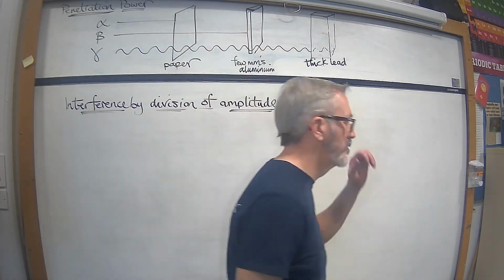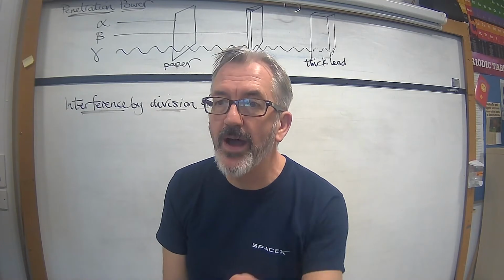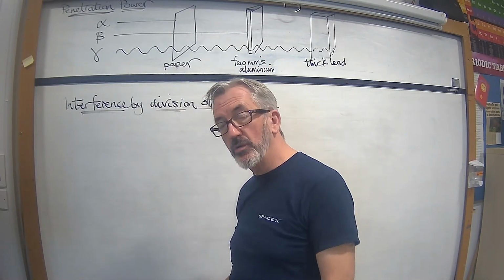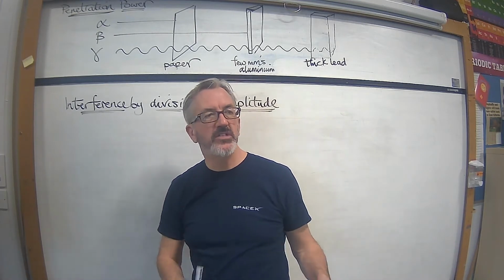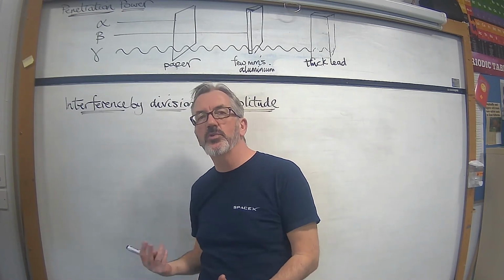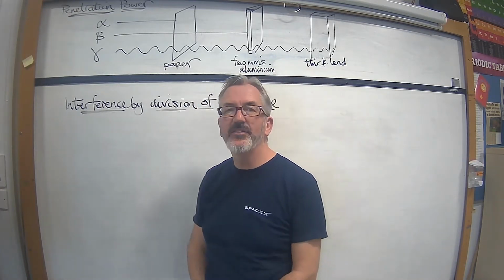Okay, troops. We're finally there. We've got interference by division of amplitude. If you see an oil spill on the ground, it's a random spectrum you see. If you see a soap bubble or the back of a CD, it's got a spectrum on it. That's an interference pattern that's produced by interference by division of amplitude.